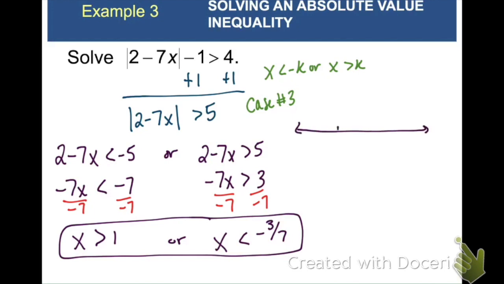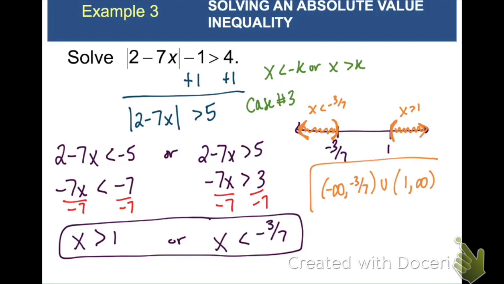On a number line, we're going to plot -3/7 and 1. And we've got x is less than -3/7, so we're going to shade to the left with a parenthesis, and x is greater than 1, so we're going to shade to the right with a parenthesis. Again, we're using parentheses for -3/7 and 1 because my original problem does not have an or equal to sign under the inequality.